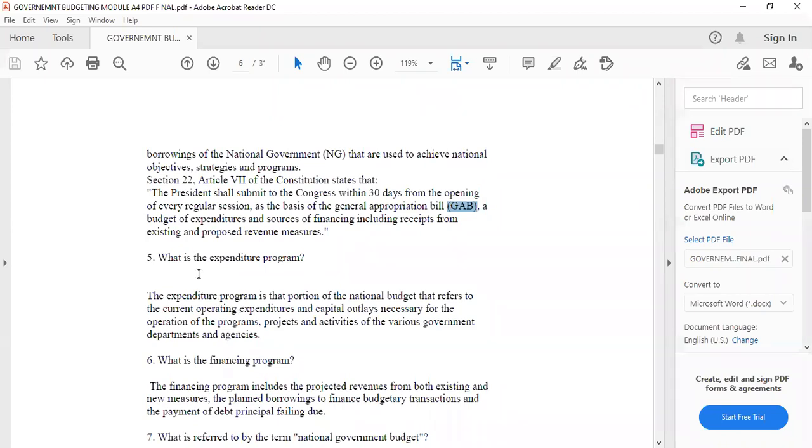What is an expenditure program? The expenditure program is that portion of the national government that refers to the current operating expenditures, meaning the things that they're going to pay, and the capital outlay. Capital outlay refers to the projects that are funded. These are not payment for employees or electricity, but a project, like buildings that may earn income. Like the new building of Cebu Normal, the money comes from the capital outlay necessary for the operation of the programs, projects, and activities of the various government departments and agencies.